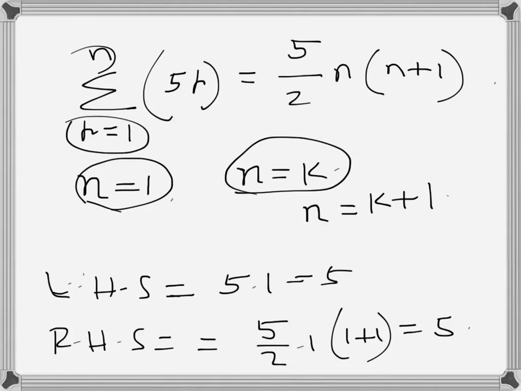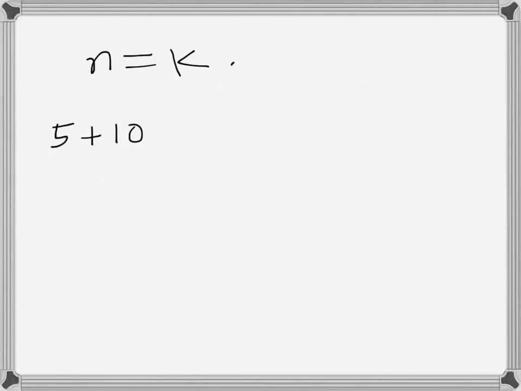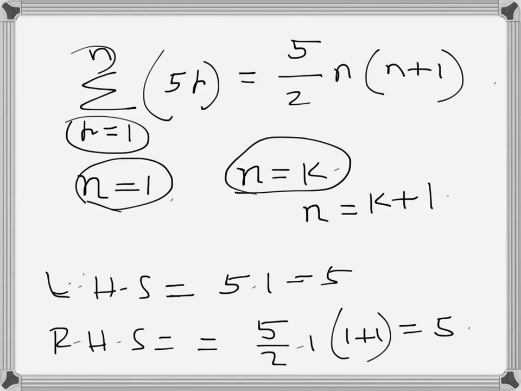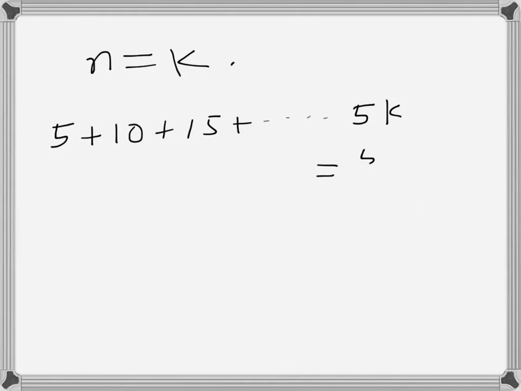Now we will assume that the relationship is true for n is equal to k. So the left hand side becomes 5 plus, when r is equal to 2, that's 10, when r is equal to 3, that's 15, and so on, up to 5k here. And the right hand side is 5 over 2 k times k plus 1. We are assuming that this is true.